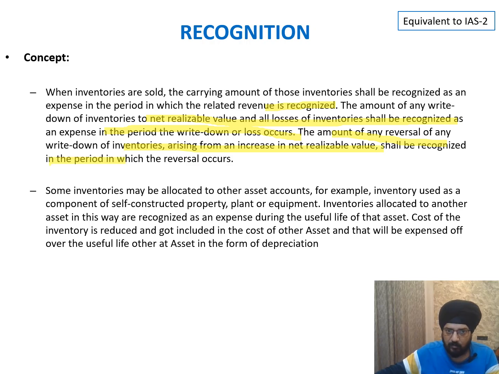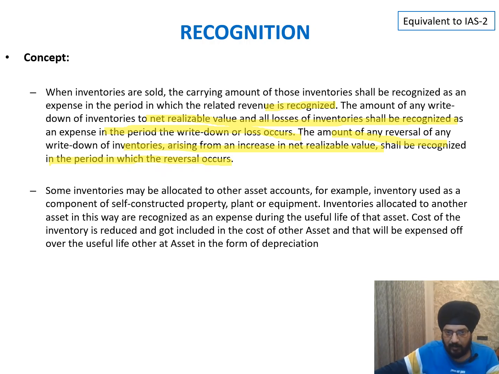So simple. Whenever we are selling that inventory, the cost of my inventory would be recognized in the year in which we are selling that inventory. And if we are doing some adjustment on account of NRV, the entire write-down from cost to NRV will be charged to the P&L. And then obviously, if there is a reversal, that will be a credit to my P&L.